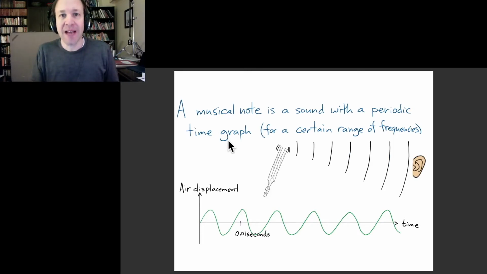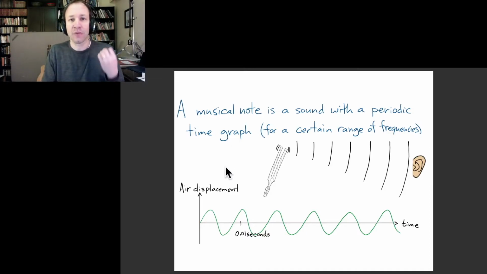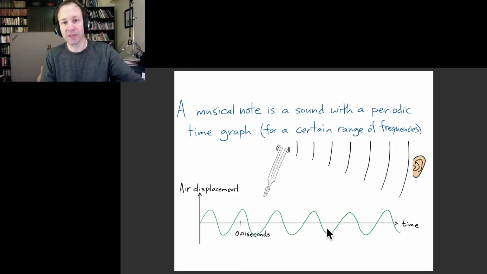So I want to get back to talking about musical notes. Those were particular sounds. We saw an example of that in the recording I just made. And the way that you can easily tell that there's a musical note being played, given the time graph of the displacement for the sound wave, is just to look for those repeating patterns. So when you have a periodic repeating time graph, then that's going to be a musical note. And the frequency of that note is just related to how often this thing repeats.